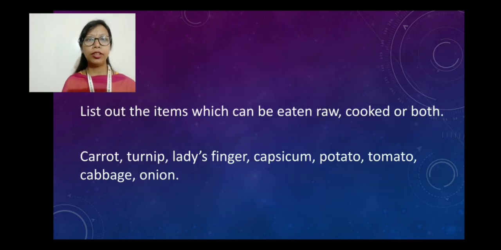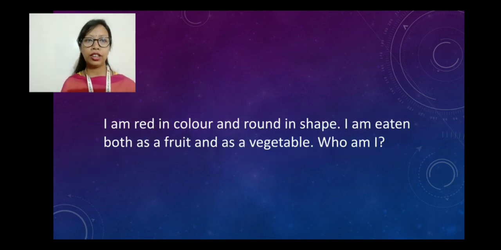Now let us come to the question that I have got for you. So list out the items which can be eaten raw, cooked or both. So you have to find out, here are some vegetables and fruits that I have given. So you have to find out which one is eaten raw, which items are eaten after cooking, and which can be eaten both, like raw and cooked. Okay, then we have the next one.